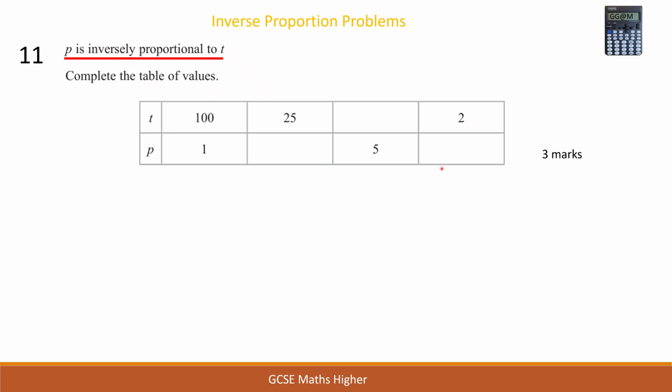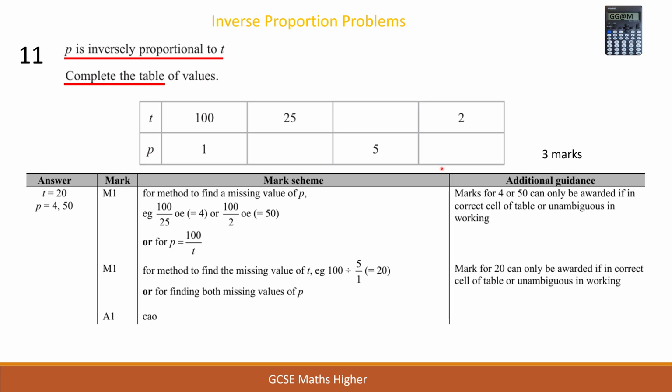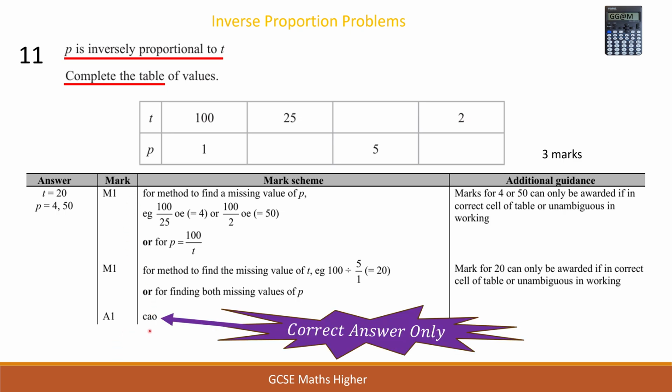So you're told it's inversely proportional and you've got to complete the table. So you should have got answers of t being 20 up in this top box, and then 4 for the first one here and 50 for the next one here. So this is how you've worked it out. So you've got 2 method marks here, answer mark here, and CAO means the correct answer only. So you must get these answers exactly right to get the method marks or to get the answers for the 3 marks here.